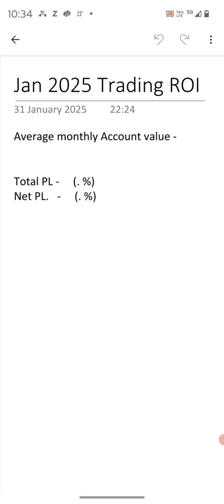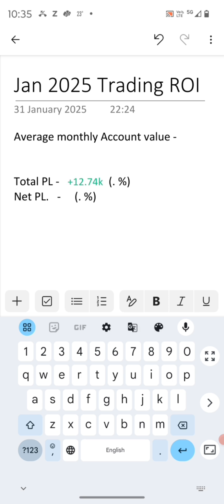So what I have here is a dashboard, and we'll make note of the P&L that we had. So that is the P&L statement at the end of month one. Total profit of 12,740 and a net profit of 10,770 after accounting for all the taxes and the charges.